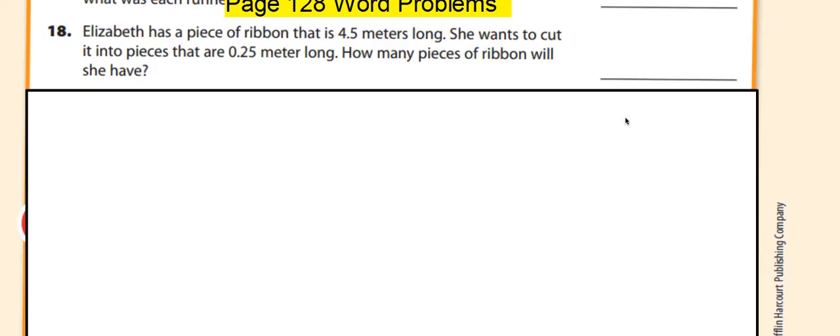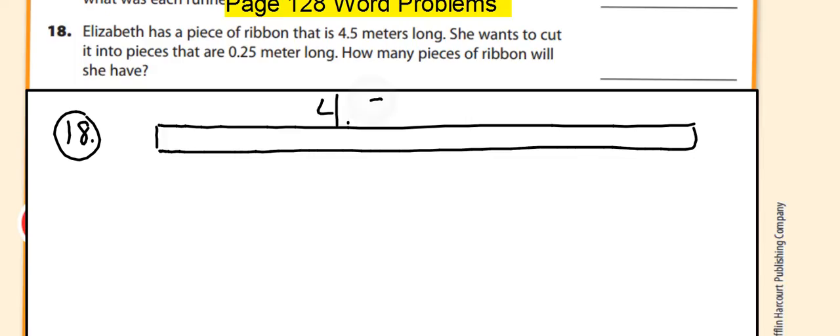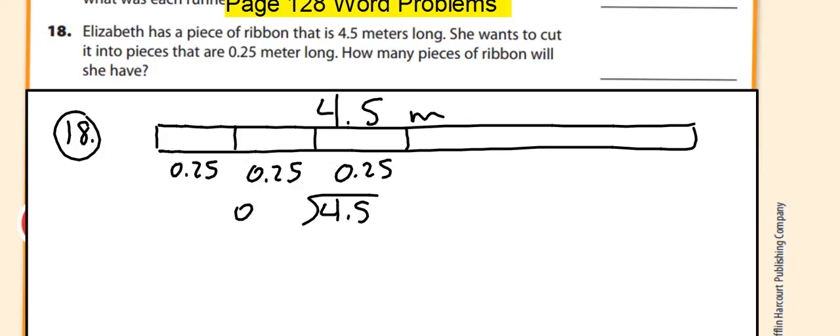Now, I think some kids read these and aren't sure exactly how to set this up. So I want to show you that sometimes a little sketch might not be a bad idea. If you sketched out what she has, it says she has a piece of ribbon. I'm just going to pretend it's stretched out. It says she has a piece of ribbon that is 4.5 meters long. And it says she wants to cut it into smaller pieces that are 0.25. If I just started cutting pieces off that were each 0.25, I hope you can see that this would be like a division problem. And the division problem is taking the whole, which is 4.5 meters, and dividing that by 25/100.